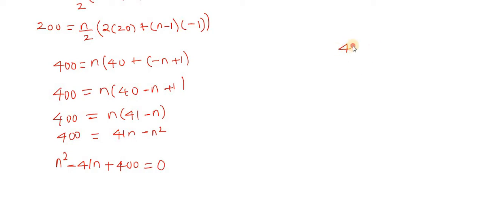So that is 400 n square. First term and the last term, multiply it: n square into 400, that is 400 n square. Now we need to split that into two numbers such that the product of those numbers is 400 and the sum or difference of the numbers is 41.